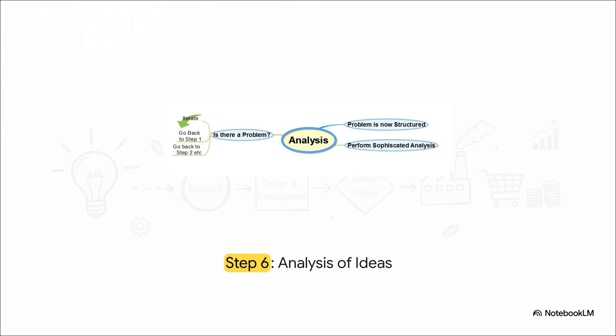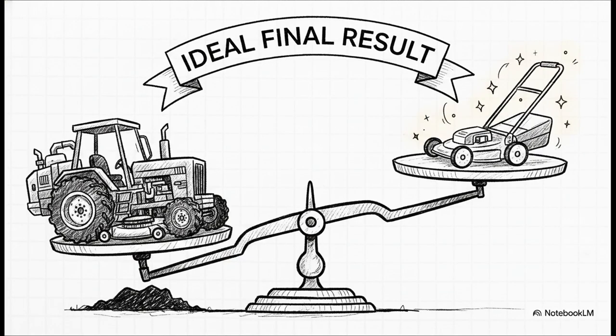If our analysis reveals our idea fails those performance specs we set earlier, we have to drop our ego and iterate. We literally go backwards to step 1 or 2 and start again. But assuming a few of our designs do survive that analysis, we hit step 7, selection of the best idea. So how do we actually choose the winner?